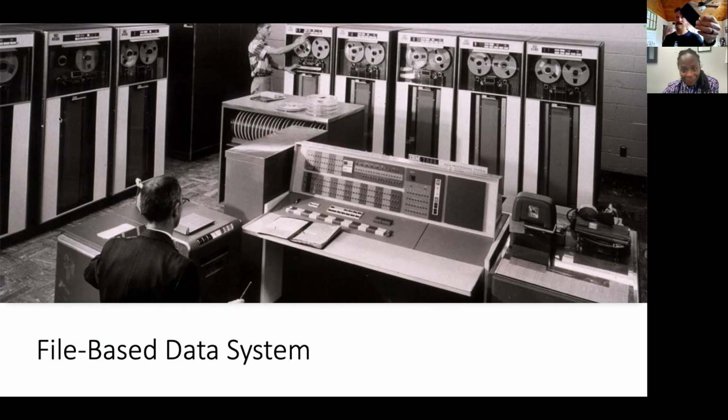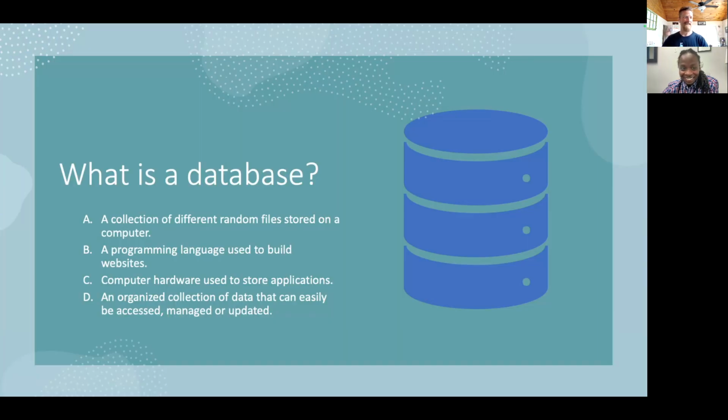Isn't that crazy? So people went from that to 4 terabytes on this right here. Isn't that crazy? So my guess is D, just because it seems like it fits. That's right. It's an organized collection of data that can be easily accessed, managed, or updated.